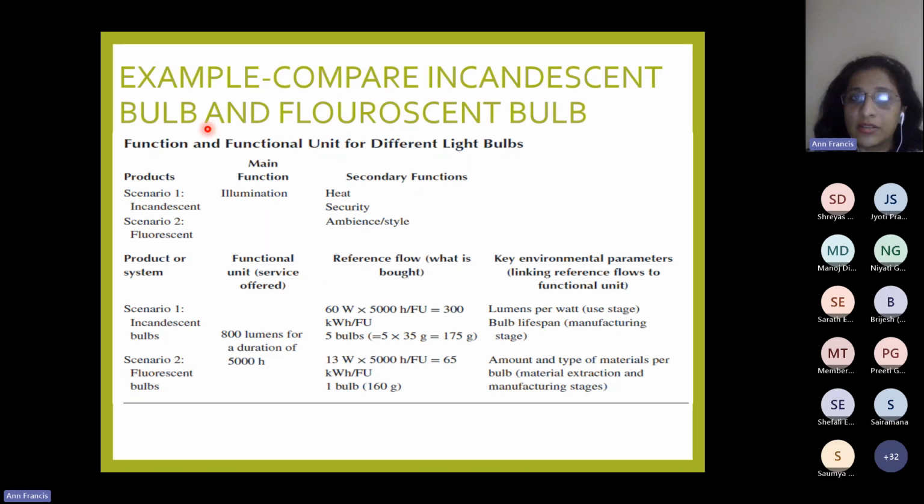Similarly, when we take the case of incandescent bulbs and fluorescent bulbs, if we are taking an incandescent bulb as scenario one and a fluorescent bulb as scenario two, the function of a bulb is what? To give light. So simply comparing one bulb to another bulb doesn't make sense. We need to put some numbers to the functional unit. We are talking about the light, the unit of light being 800 lumens for a period of 5,000 hours. If we need this much light for a duration of 5,000 hours, we would want 5 incandescent bulbs, but one fluorescent bulb would give you that same unit. So now you have to calculate the impacts of 5 incandescent bulbs and compare it with that of one fluorescent bulb. This kind of functional unit definition is very important.